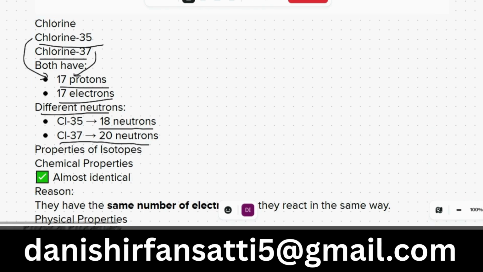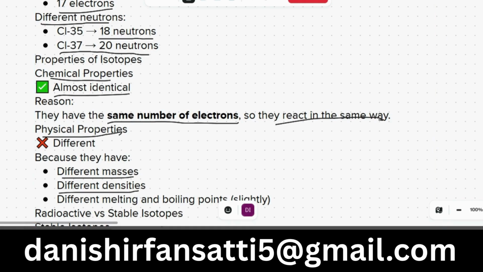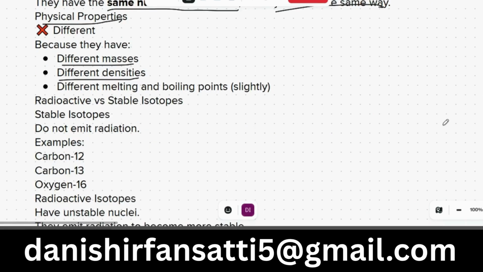Properties of isotopes. Chemical properties are almost identical, because they have the same number of electrons, so they react the same way as the other isotope. Physical properties, yes, they are different. They are not the same. They have different mass and different densities, and due to this, they have slightly different melting and boiling points.